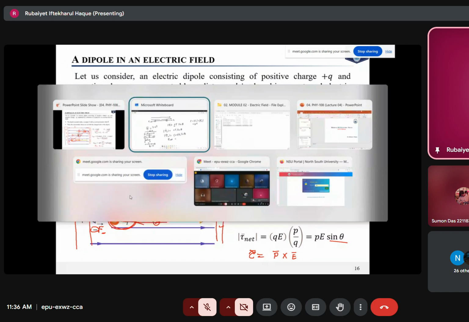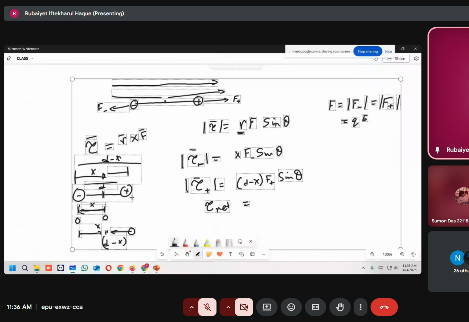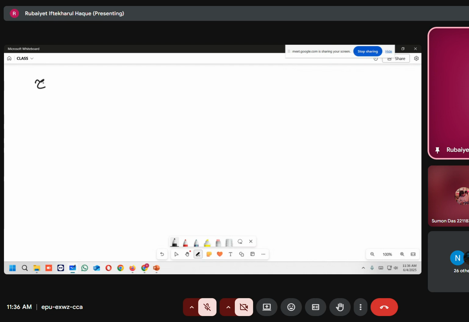Okay, so let's come back to the whiteboard. So we saw tau net equals to pE sin theta. Now, when theta equals to 0 degree, then we are getting tau equals to 0.